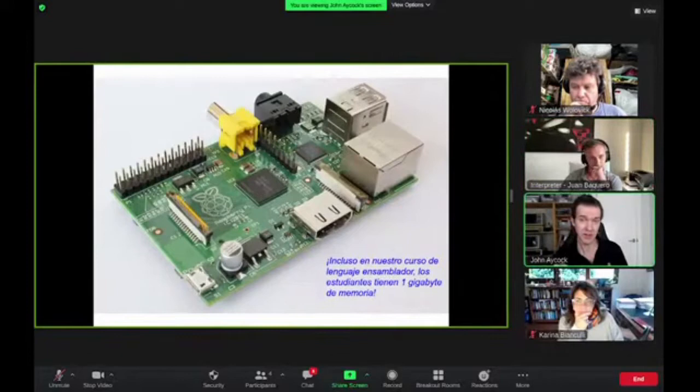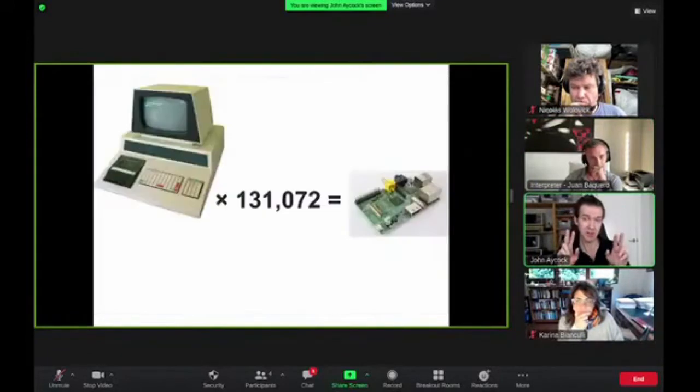In other words, the small computers students use now have over 130,000 times as much memory as the first computer I programmed.